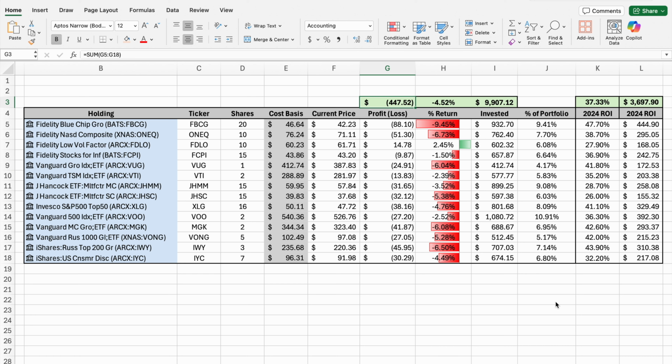So on the screen here, we have the $10,000 growth account, not a good story. Our biggest loser being FBCG at minus almost 10% negative returns. Everything is in the red except for FDLO, which is a Fidelity Low Volatility Factor fund. But again, even though it's green, it's only 2.45% in the positive, or $14.78. So not a lot of excitement in this account so far.